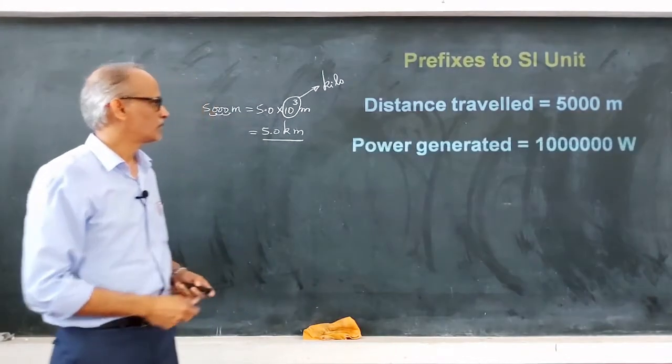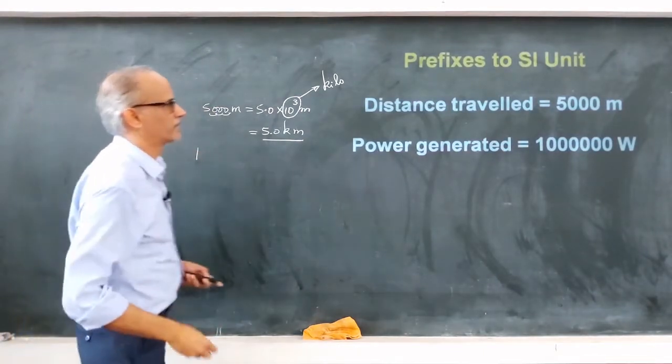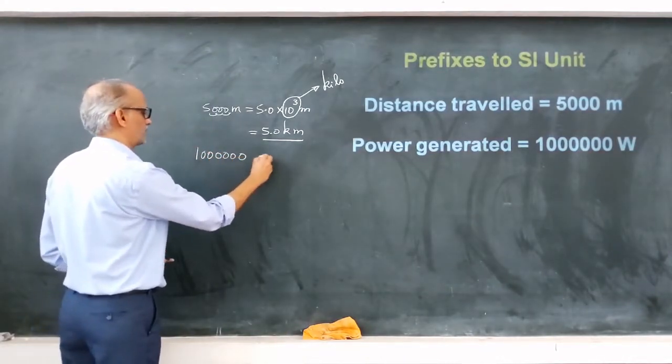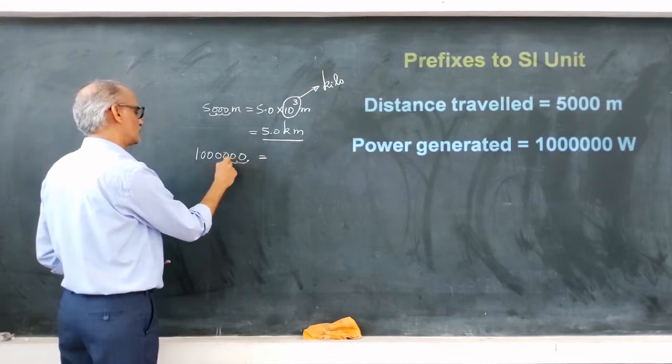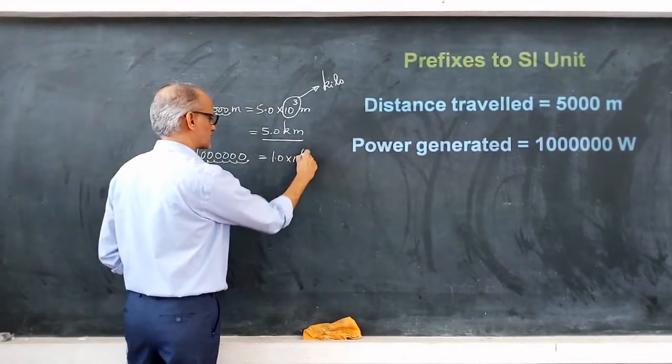One more. The power generated is given as the number 1, and then there are 6 zeros. 1, 2, 3, 4, 5, 6. Shift the decimal, 1, 2, 3, 4, 5, 6. So 1.0 into 10 to the power 6 watt.